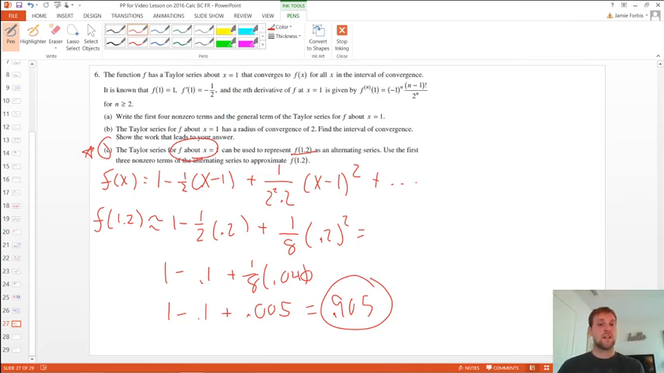Okay. So that's not bad. As long as we have the series, we can approximate any point on the interval of convergence by just plugging it in to however many terms we want. It says the first 3 non-zero terms. That's what I did. Okay.